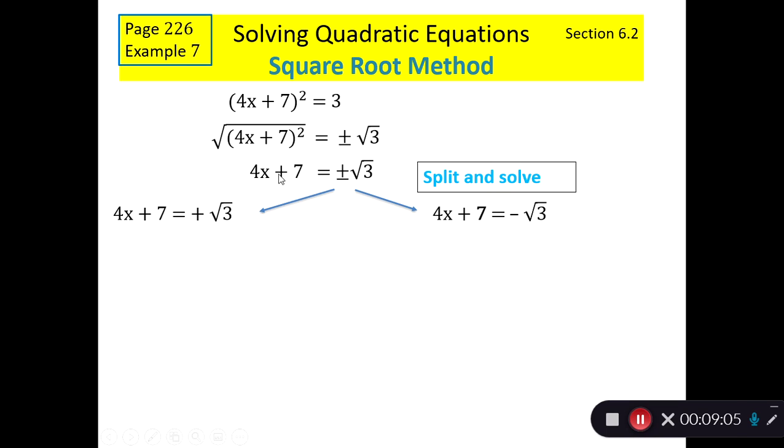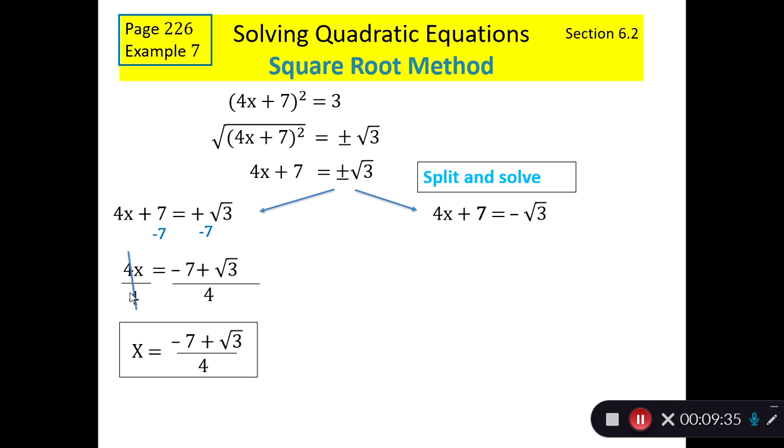This doesn't change. It's here that changes. Positive, negative. Solve, subtract 7. 4x equals negative 7 plus square root of 3. Divide by 4 to get the x alone. Same over here. You can't pick and choose, folks. You've got to divide by 4 every single thing. So these two cancel. And we got x equals negative 7 plus the square root of 3 over 4.